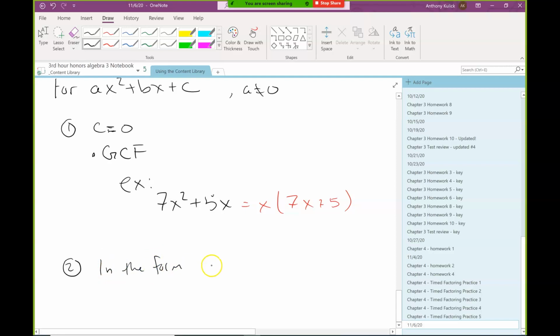Second situation, if I have something in the form d squared x squared minus e squared.